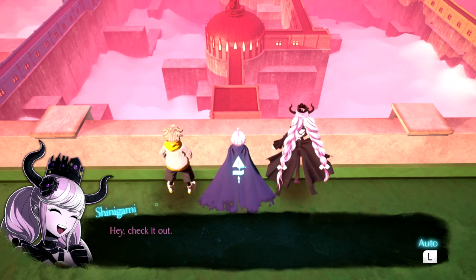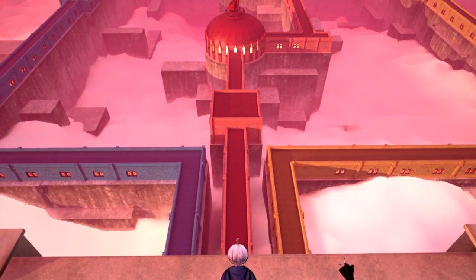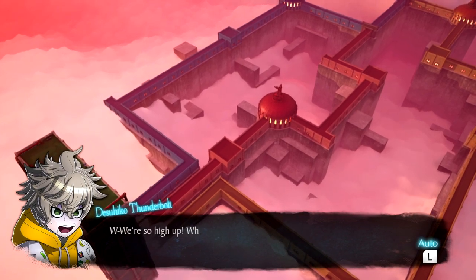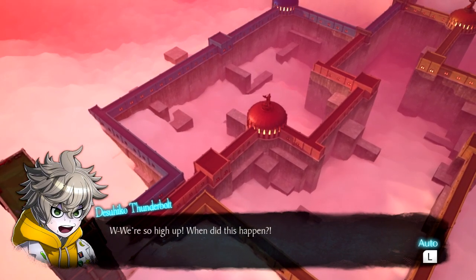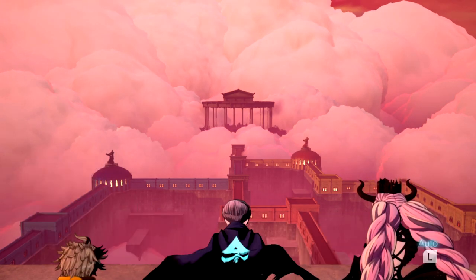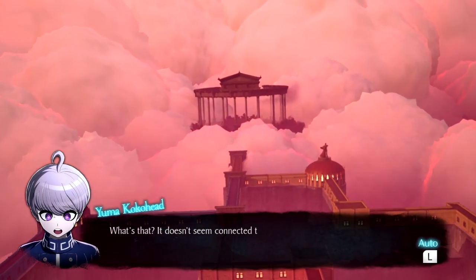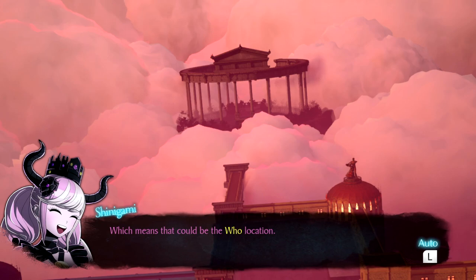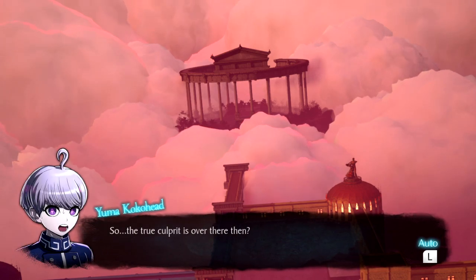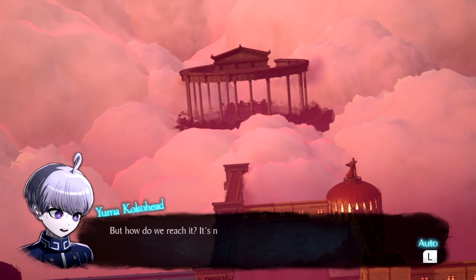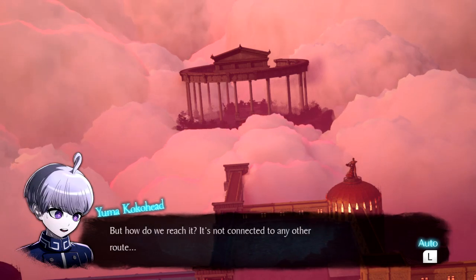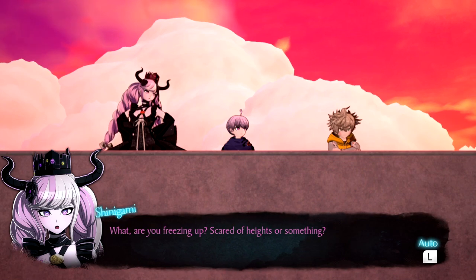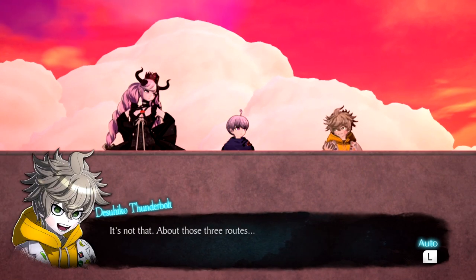Hey, check it out! Is that the how route we were looking for? We're so high up. When did this happen? Master, look over there! What's that? It doesn't seem connected to anything else. Which means that could be the Who location. So the true culprit is over there then? But how do we reach it? It's not connected to any other route. What, are you freezing up? Scared of heights or something? Oh, it's not that. About those three routes.